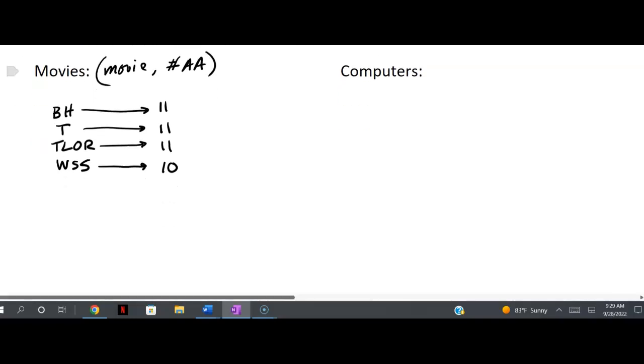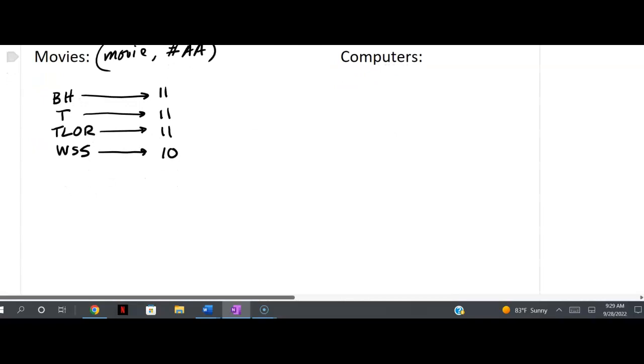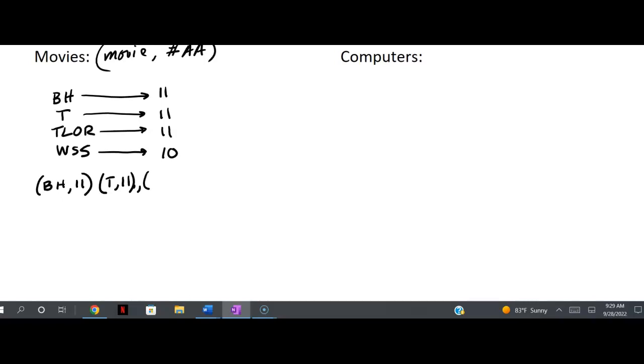Like we can make this into ordered pairs. There's the mapping, and we've done this before. And we can make little ordered pairs. I'm just abbreviating things in the interest of time and space. The Lord of the Rings. Okay. And then West Side Story. Okay, so we have 4 ordered pairs. We have this set here.